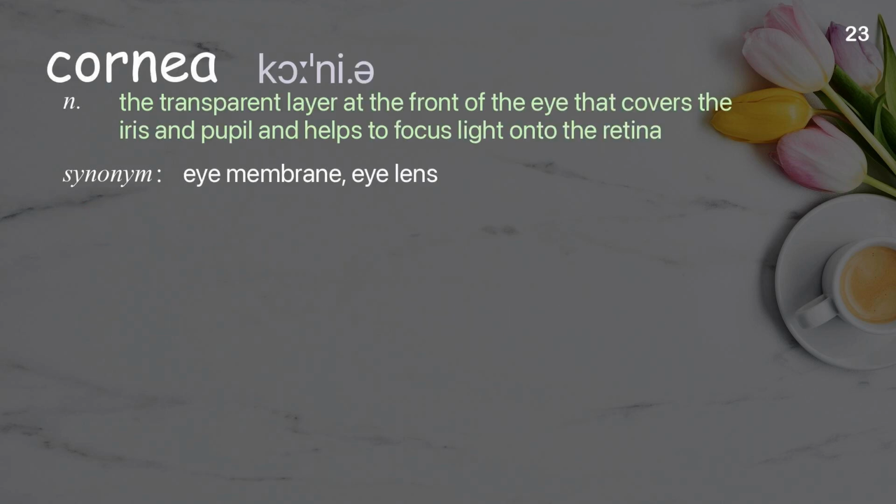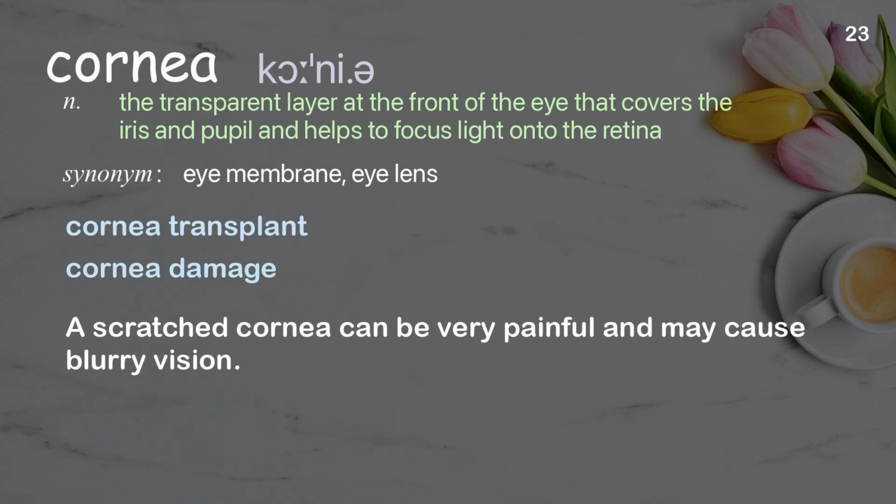Cornea. The transparent layer at the front of the eye that covers the iris and pupil and helps to focus light onto the retina. Examples: cornea transplant, cornea damage. A scratched cornea can be very painful and may cause blurry vision.